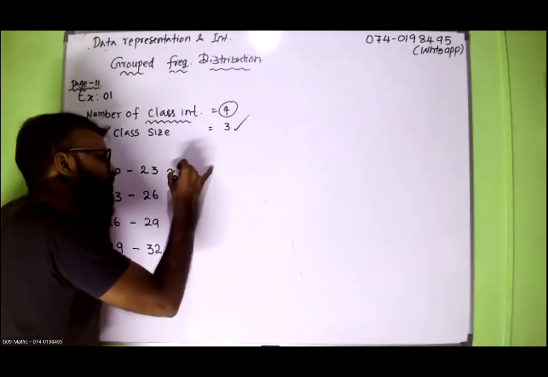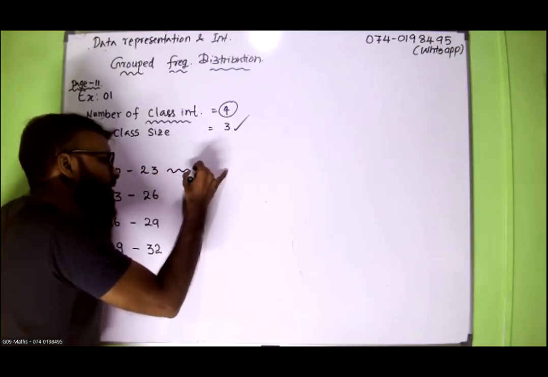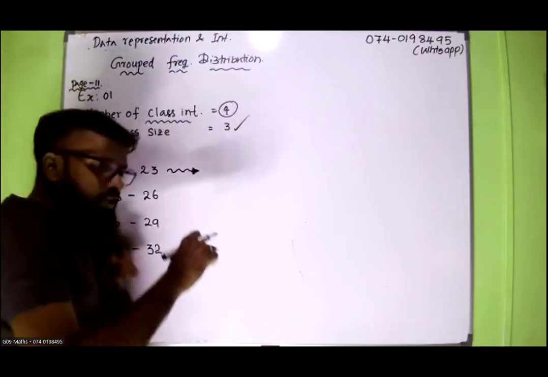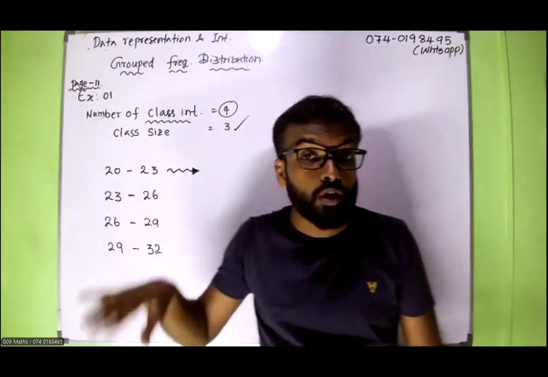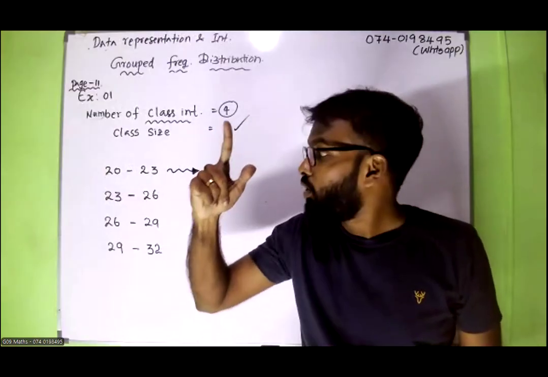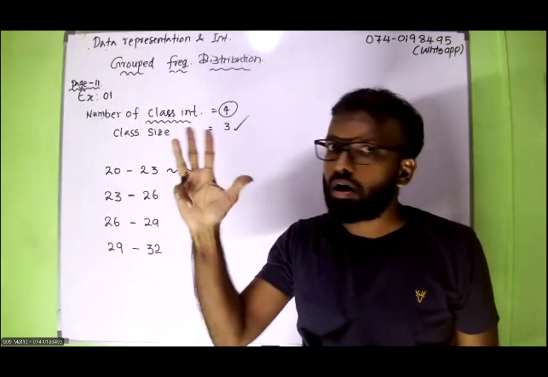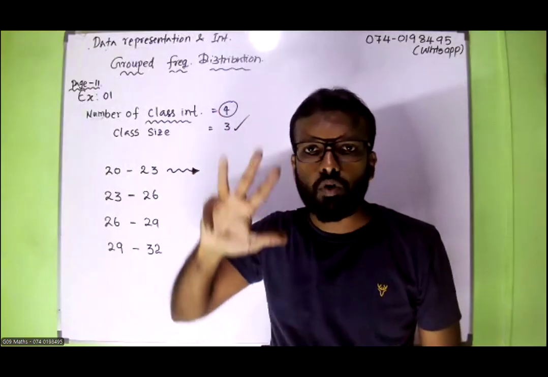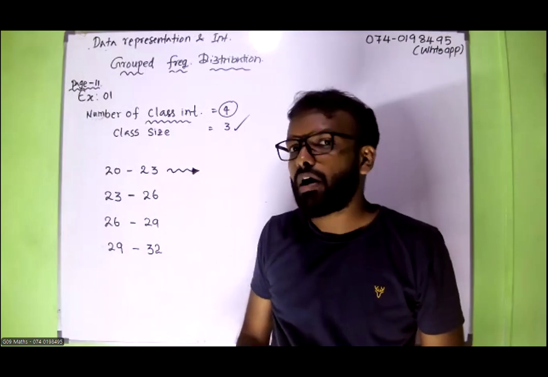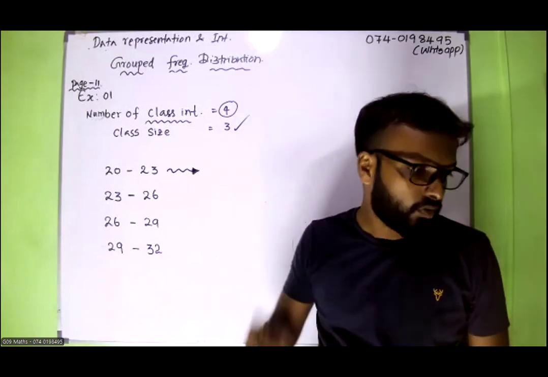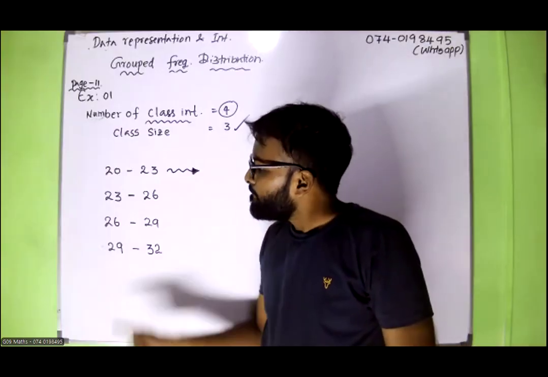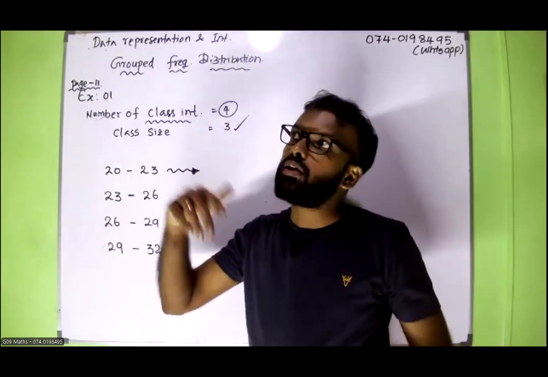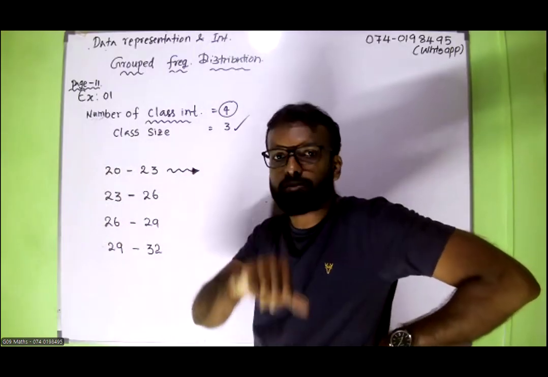Okay. So again, for this class interval the class width is also 3. You are not going to count 20, 21, 22, 23. There are 4 values. Class size is 3. But there are 4 values. The question that I am going to ask is, here you have 23 and here also you have 23. 23 in 2 places.